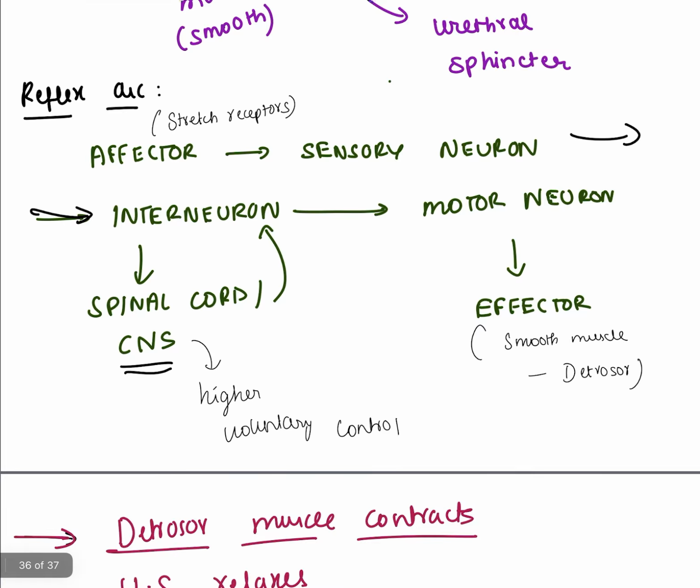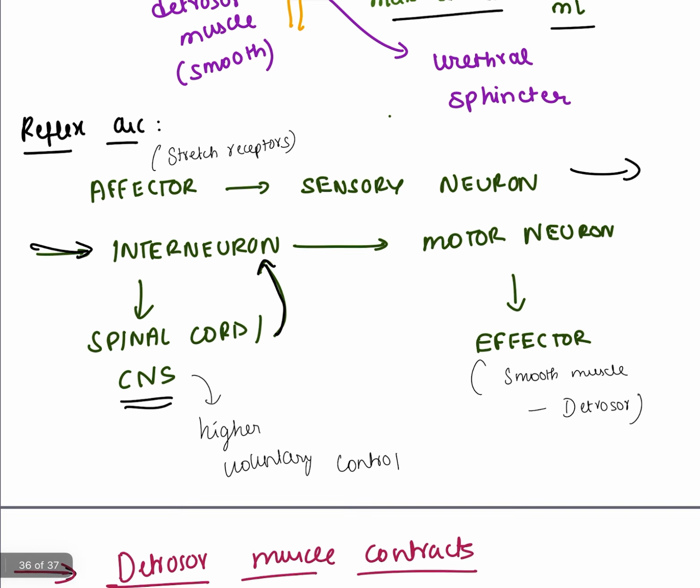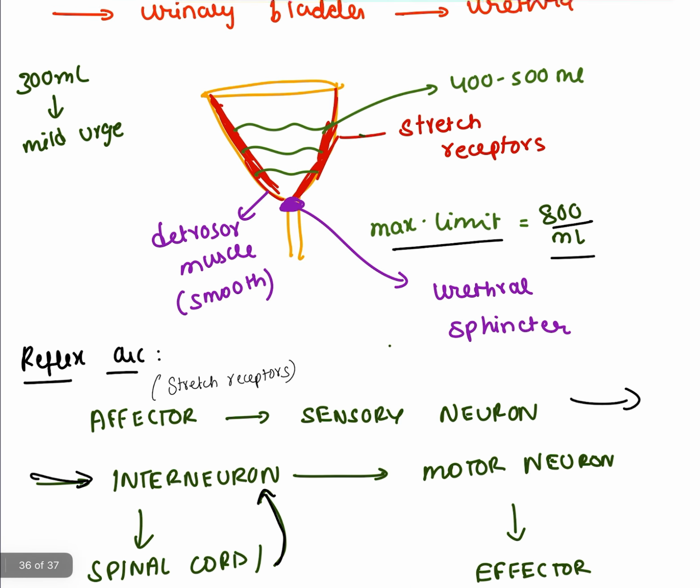Now when the message is sent to the CNS, it knows, okay, the urinary bladder is filled up to 400-500 milliliters and the stretch receptors are the ones who gave me the signal. Now, I can either choose to pee or I can choose to hold it in. Now, it sends the message again to the interneuron here. The interneuron in turn sends it to the motor neuron, which sends it to the effector muscle. The effector muscle here is the detrusor muscle. It's an involuntary smooth muscle.